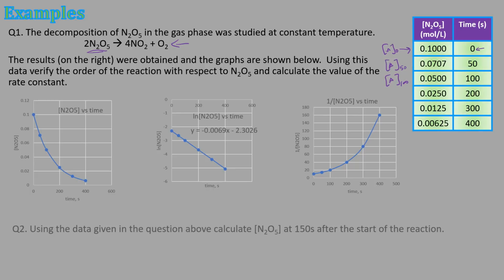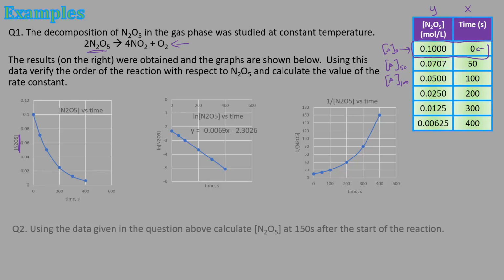And so for this first graph, we've got the concentration of dinitrogen pentoxide, and at time 0 we have 0.1, and that's this data point right here. So this is on the y-axis and this is on the x-axis. And then the next point is 0.707, and that's at time 50, and then time 100, and then time 200, right? It's just a little over 0.02.